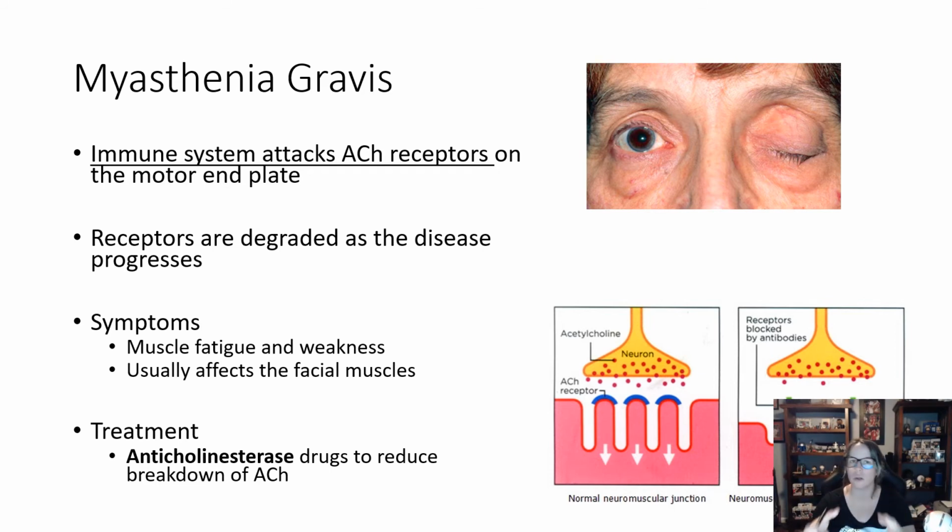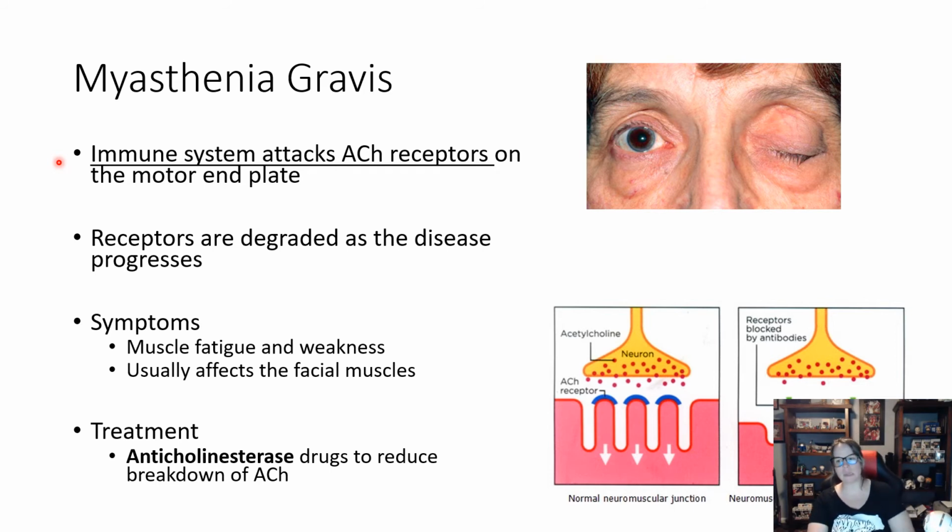We still aren't 100% sure why these autoimmune diseases actually occur or why they're triggered. But in the case of myasthenia gravis, what's going on is the antibodies, the immune system, is attacking those receptors that are on your motor end plate. So as you can see, as we reduce the number of available receptors, that means I'm going to reduce the ability to actually sort of turn on my muscle.